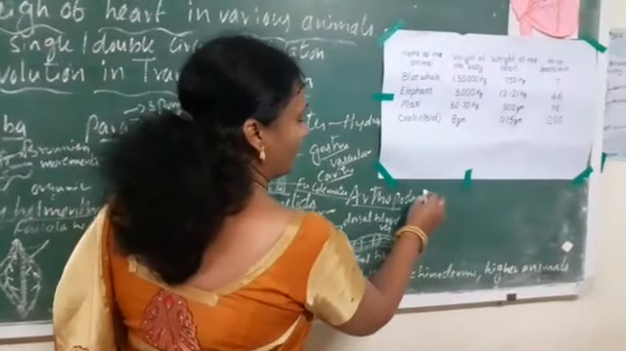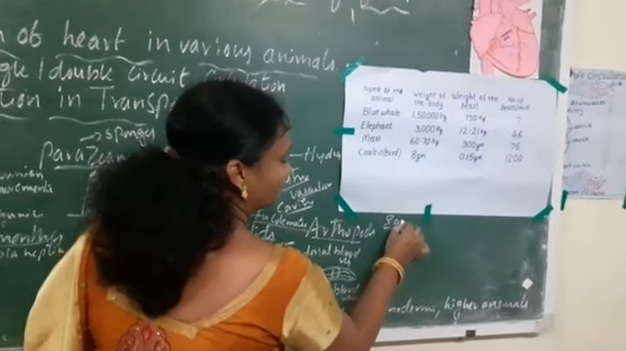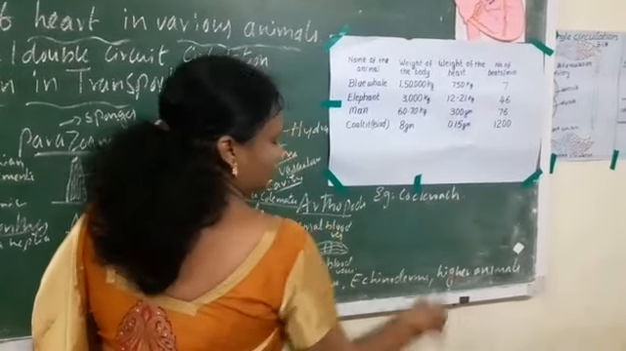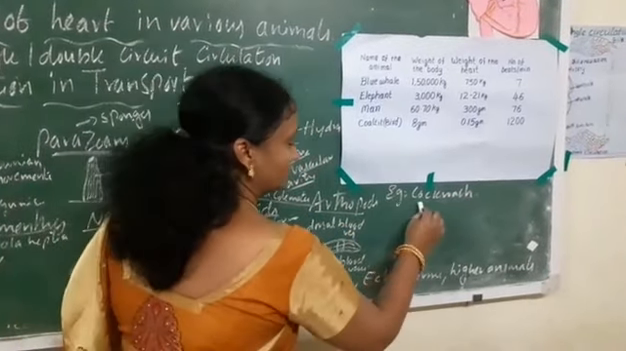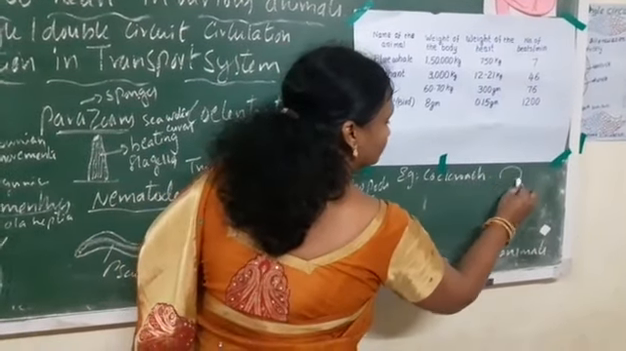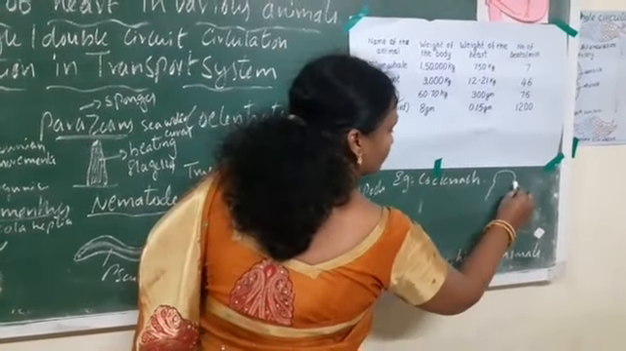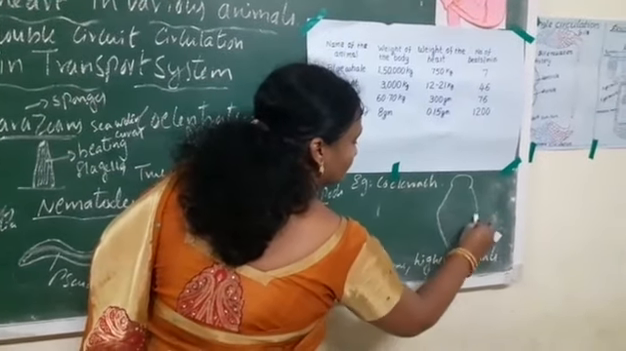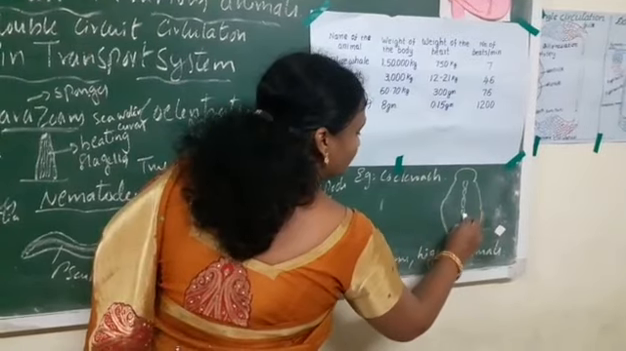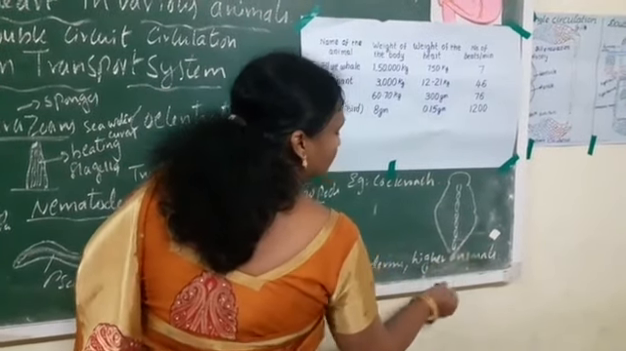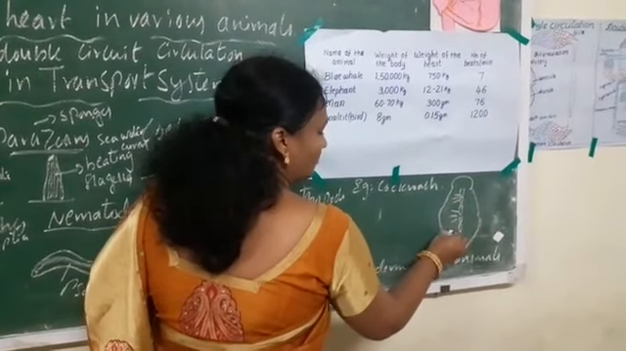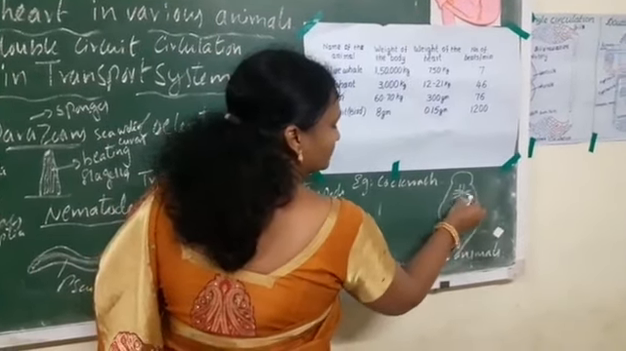Next, when we go for the arthropods, example for the arthropods, cockroach. A different type of circulatory system we observe in the cockroach. When we observe the cockroach, we observe chambers of the heart, and the blood will be flowing in the open spaces.